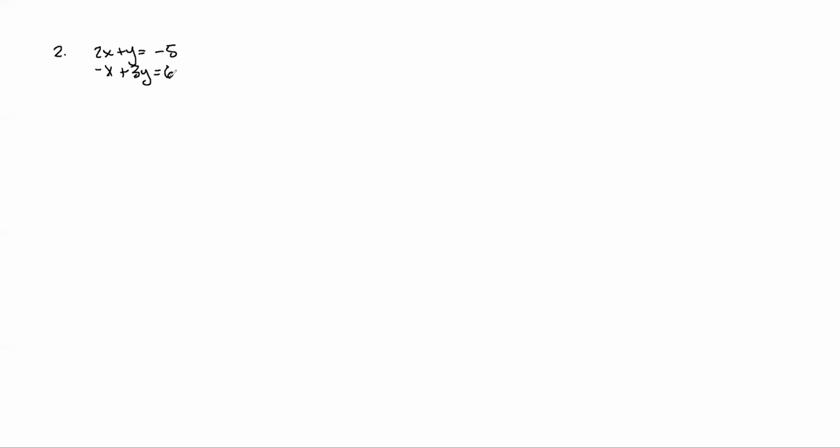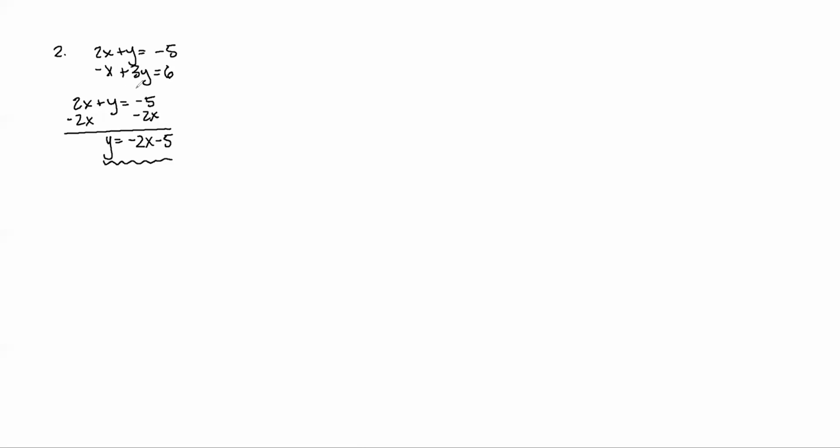So again, first thing I'm going to do is put these into slope-intercept form so that we can graph them. So let's take our 2x plus y equals -5 and solve for y. This one's pretty nice because our y doesn't have a coefficient. So all I have to do is subtract this 2x from both sides. We get y equals -2x minus 5 because it's negative. So here's one of our equations already.